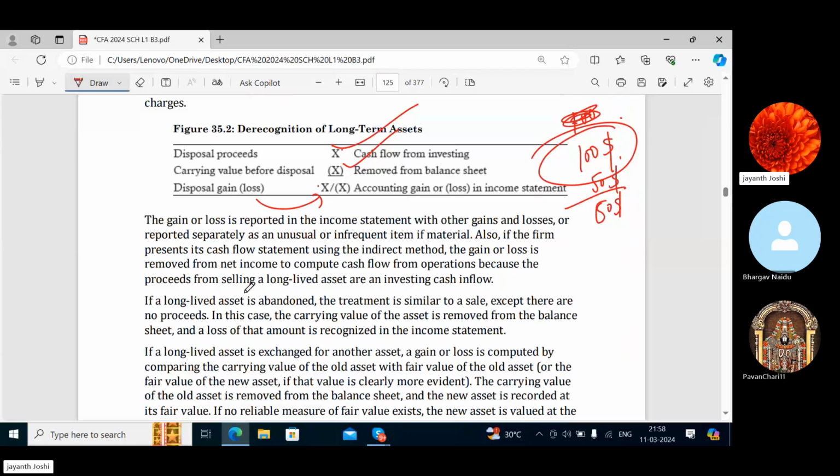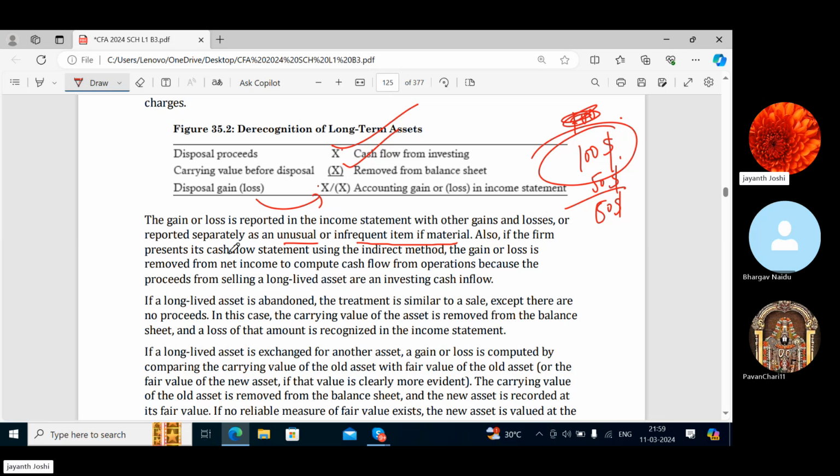The gain or loss is reported in the income statement with other gains and losses, or reported separately as an unusual or infrequent item if material. See, selling assets is not a frequent thing which happens in the business. It's a very infrequent thing. So you can show the profit or loss in the business.